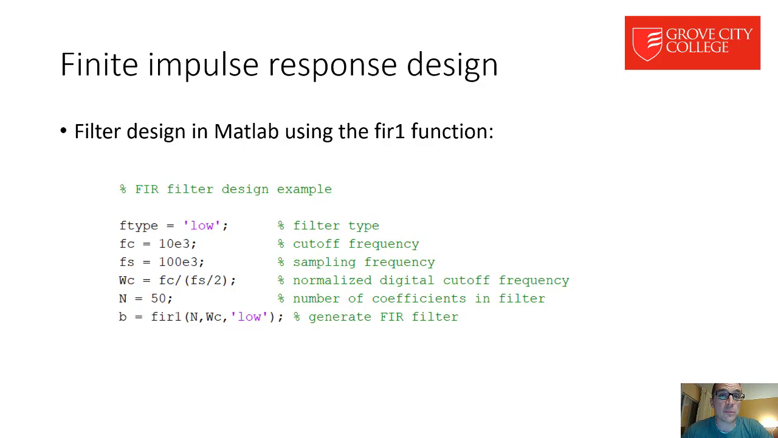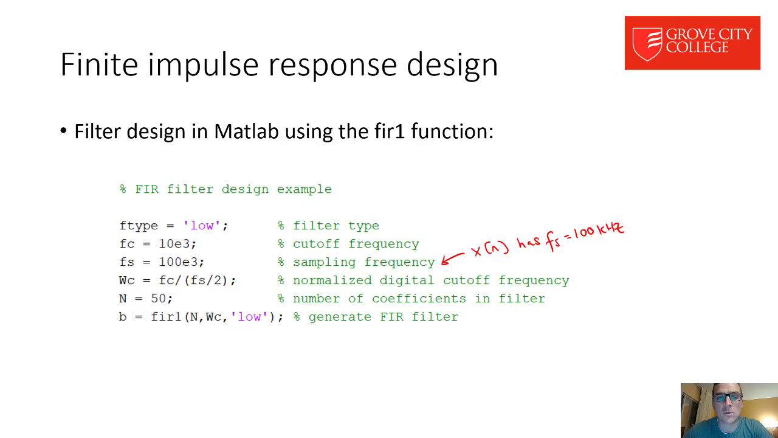We're going to set our sampling frequency to 100K. I'm setting that because I'm going to try to filter those x of n's that we just looked at a minute ago, and they have a sampling frequency of 100K. So I'm going to use the same sampling frequency. All right, my normalized cutoff frequency then is going to be fc over the Nyquist rate.